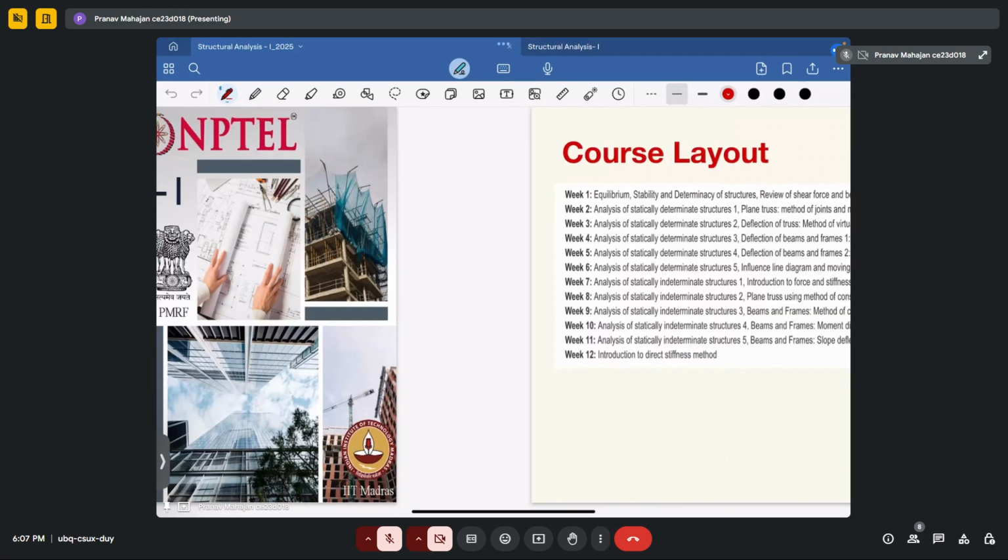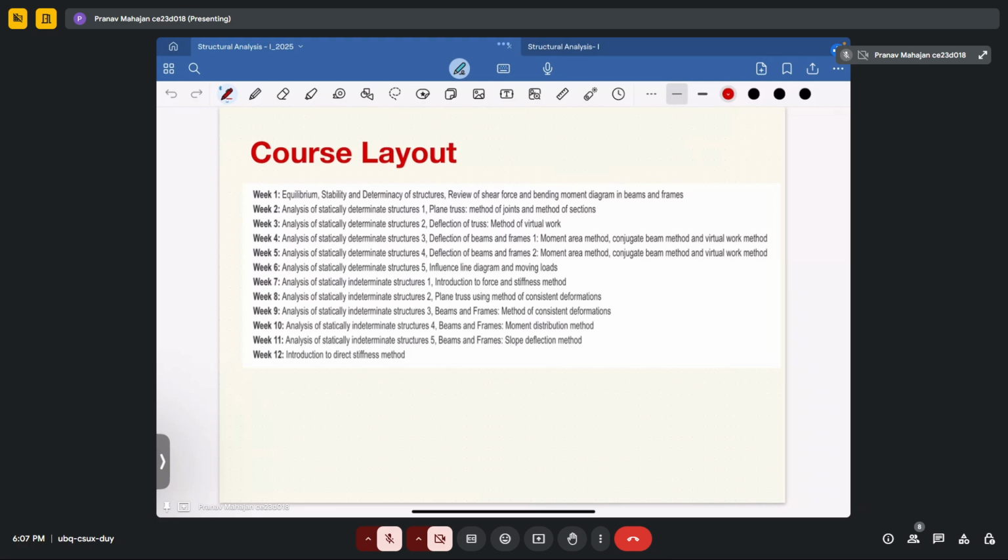So this is your course layout. As we have discussed in the previous session also, till the sixth week you will be covering statically determinate structures. Then this week relates to plane trusses, how you will determine the forces in members using the method of joints and method of sections. Then determining the deflections in trusses using the method of virtual work. After that, we will move to beams and frames, in which we will determine the deflections using the moment area method, conjugate beam method, and virtual work method.